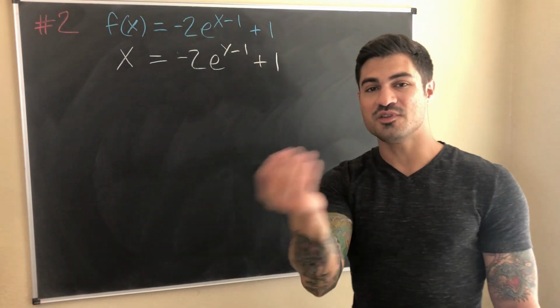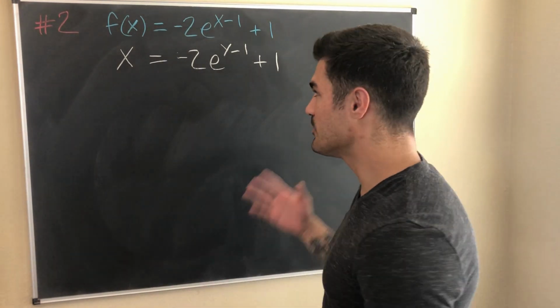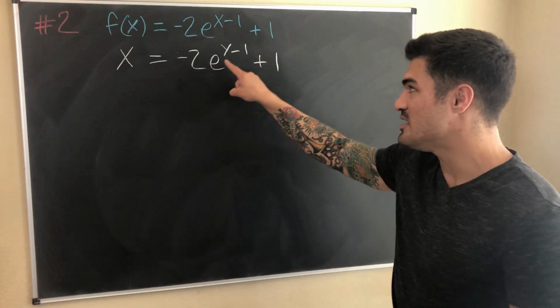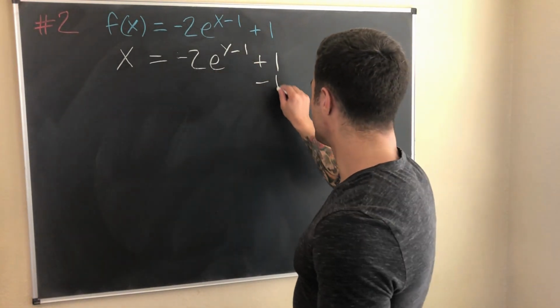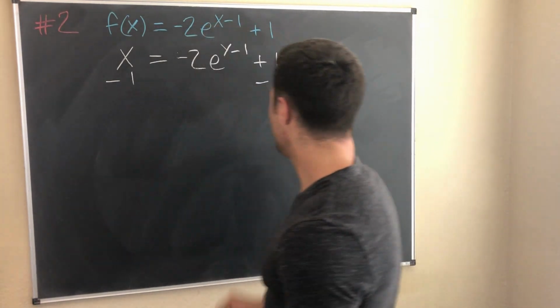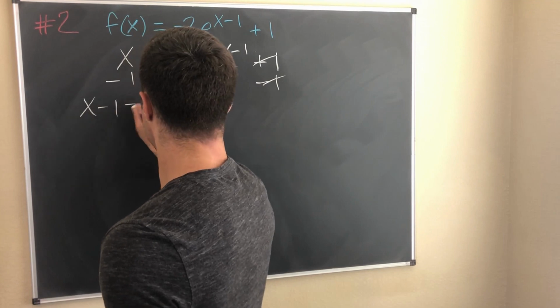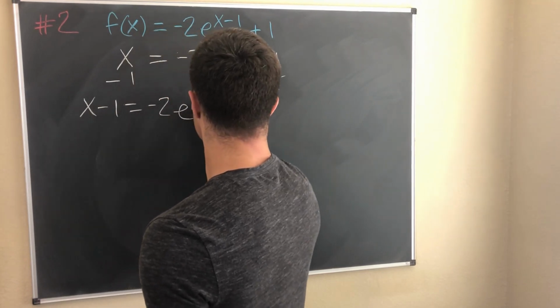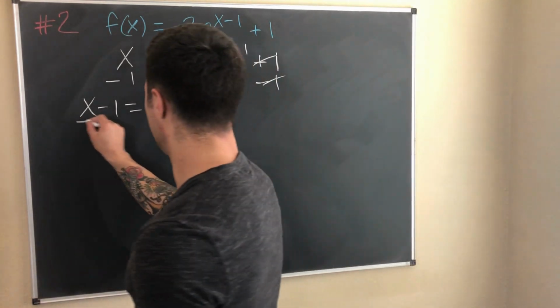And how we bring it down from the exponent is using natural log. We're going to take the natural log of both sides. But before we do that, we really want to isolate this e to the something, right? It's really what we want to do. So we can subtract 1 from both sides, right? And what that'll give us is, let's see, x minus 1 equals -2 e to the y minus 1. And then what we can do is divide both sides by -2.